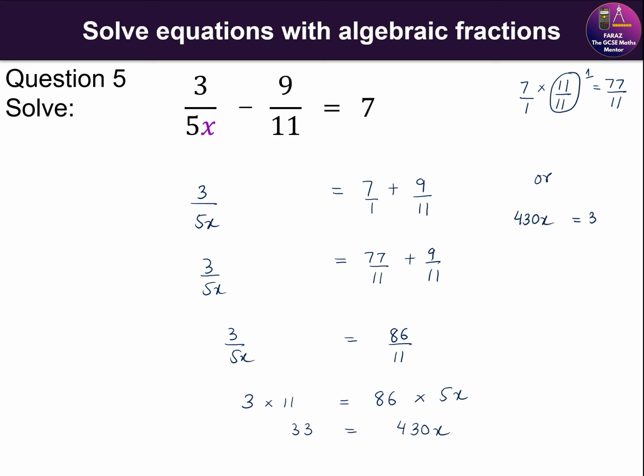430x equals 33. Then dividing 430 on both sides, it will give us 33 over 430. And that's our answer. And that's it, my friends. That's how you solve equations with algebraic fractions step by step.